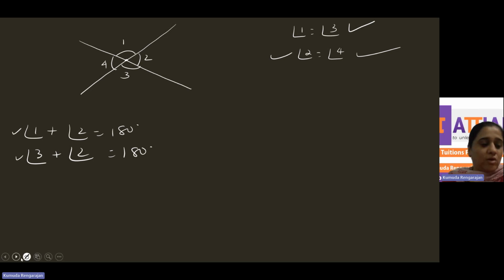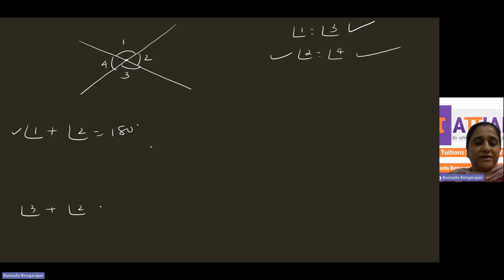Now what you do? You understood that you should take these two equations. Now I'll write this here. Angle 3 plus angle 2 is equal to 180. I'll write it here.